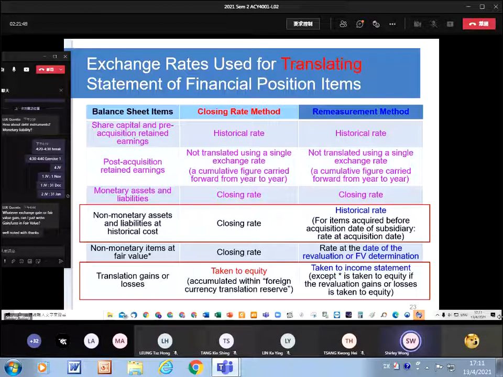Okay, any questions on this slide about the balance sheet item? If no, let's continue about the P&L item.